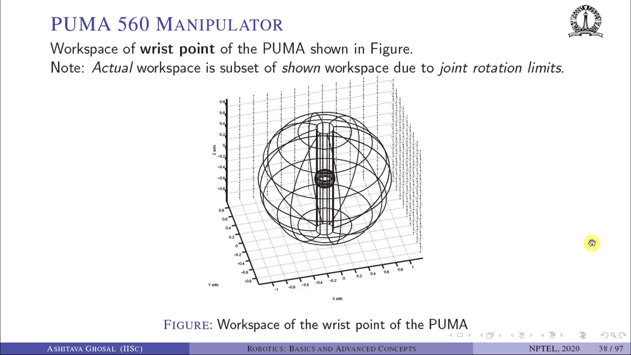What does the workspace look like? We know it is bounded by two spheres. Okay, so there is an outside sphere and there is an inside sphere. Interestingly, there is also some kind of a small hollow region where it is not reachable. Okay, so it's like a cylinder with some spheres. And so the workspace of a Puma robot, the wrist point, looks like these two spheres, bounded by two spheres.